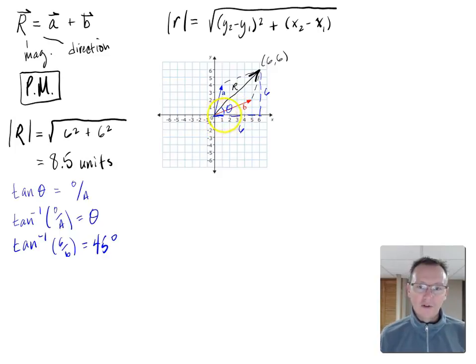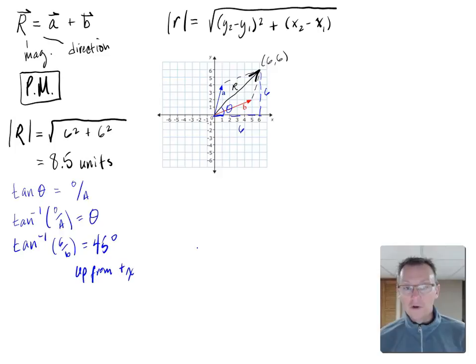So it's 45 degrees, and then you have to tell me what axis you measured from, and in which direction it is off of that axis. So I will say up from the positive x, because I don't really have any other ways of describing it at this point. Okay, so that's the parallelogram method.